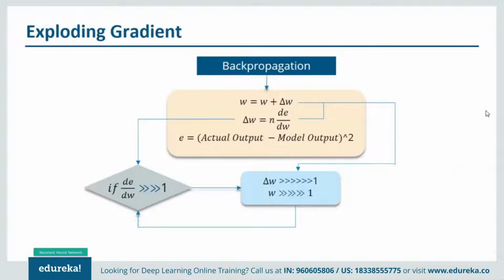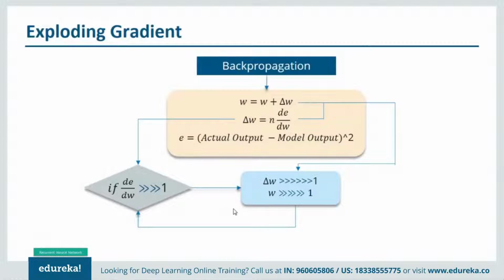Similarly, when I talk about exploding gradient, it is just the opposite of vanishing gradient. What happens when your gradient, dE by dW, becomes very large, greater than 1, and you have some long-term dependencies? At that time, your dE by dW will keep on increasing, delta W will become large, and because of that, the new weight that will come will be very different from your old weight. So these two are the problems with backpropagation.